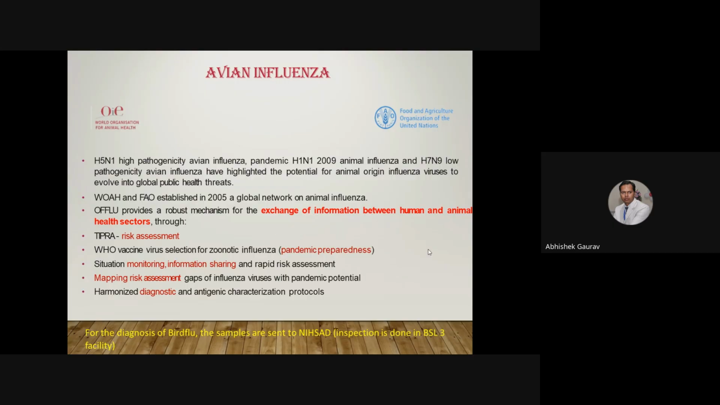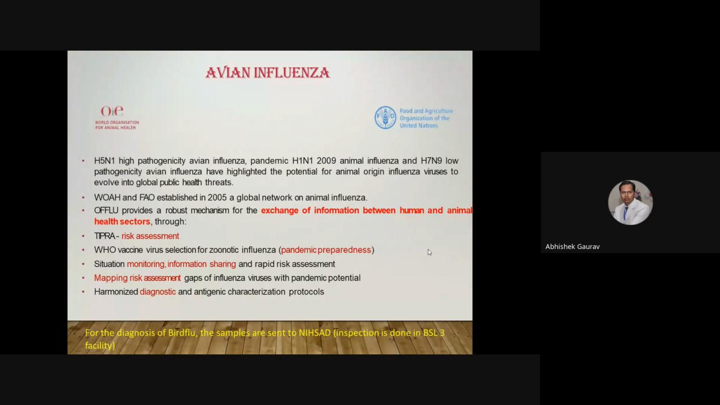For the diagnosis of bird flu, the birds are sent to the NISAR in Bhopal, which is the High Security Animal Disease Laboratory. That was the earlier name. So in the BSL-3 facilities, they are diagnosing this infection, which is caused by the orthomyxovirus, that is the bird flu virus.